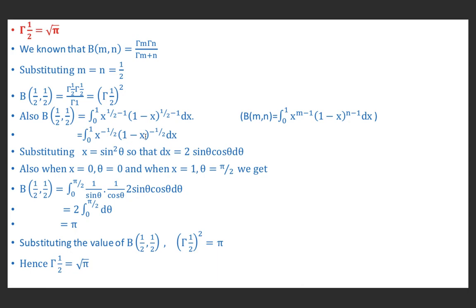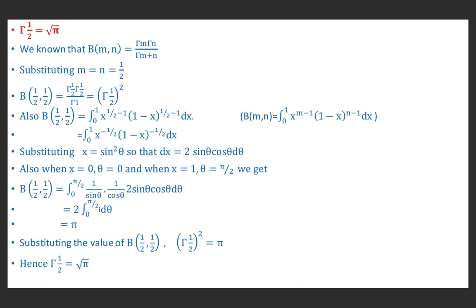Cos square theta raised to power minus half means cos theta raised to power minus 1, so 1 upon cos theta. Again dx is 2 sin theta cos theta d theta. So sin theta will cancel with sin theta, cos theta will cancel with cos theta, and we are left with 2 times the integral from 0 to pi by 2 of d theta.